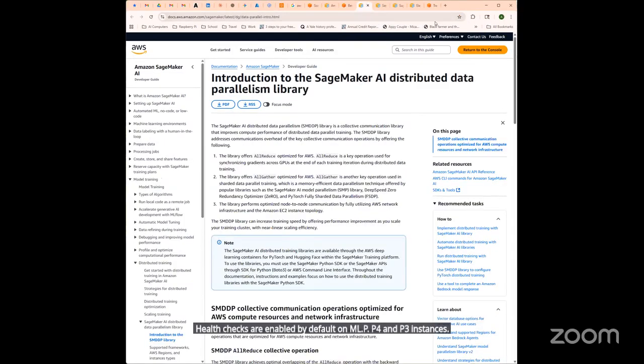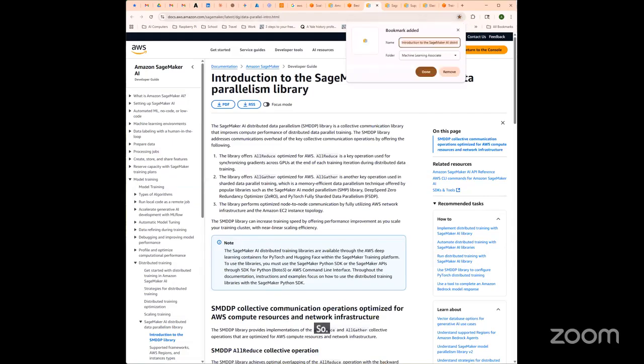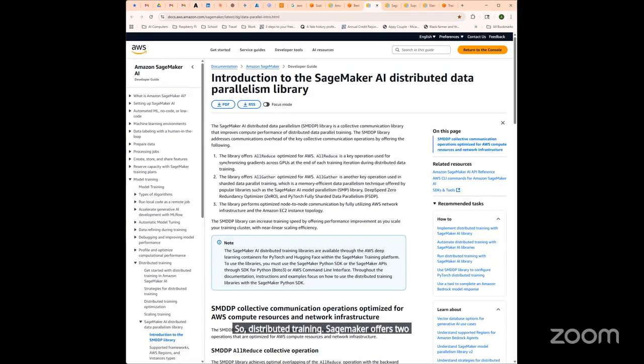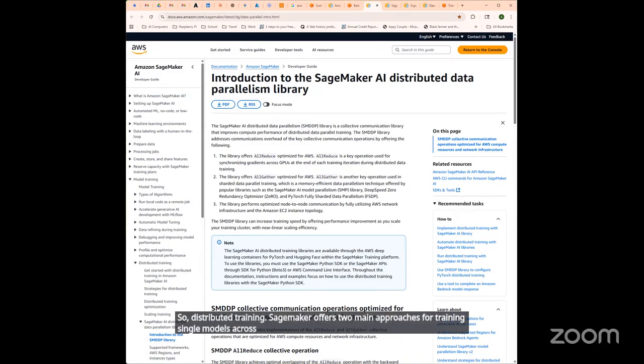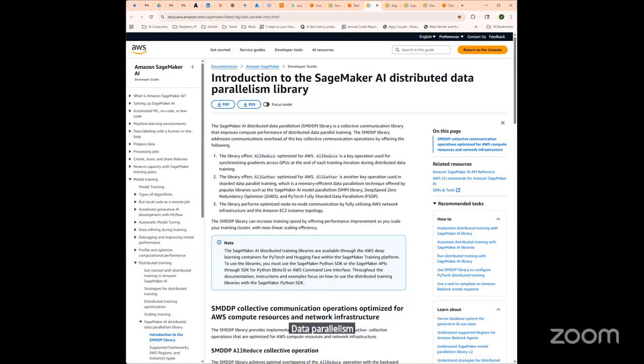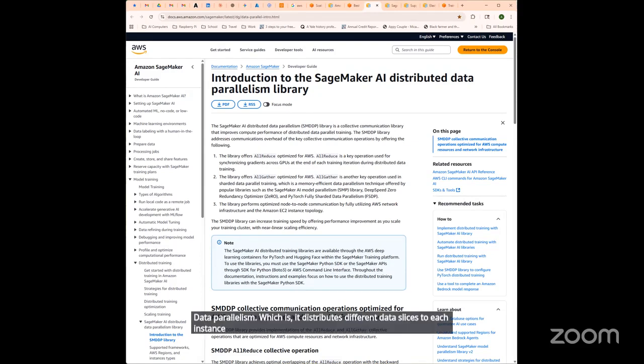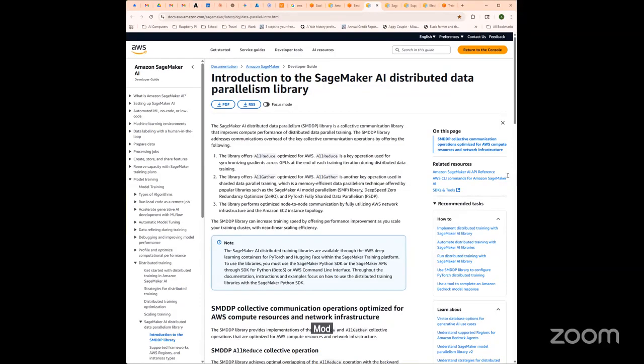So, distributed training. SageMaker offers two main approaches for training single models across multiple machines. Data parallelism distributes different data slices to each instance. Gradients average across nodes using all-reduce. Enable it in the PyTorch estimator through the distribution parameter. This builds on AWS's custom collective library with all-reduce and all-gather collectives, and offloading GPU communications to CPU for optimization.